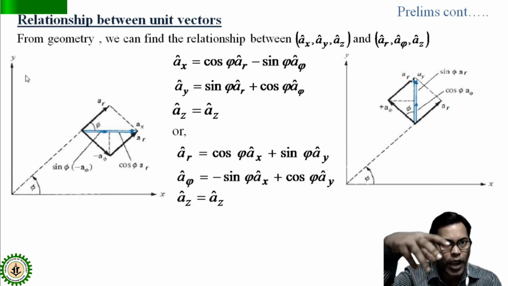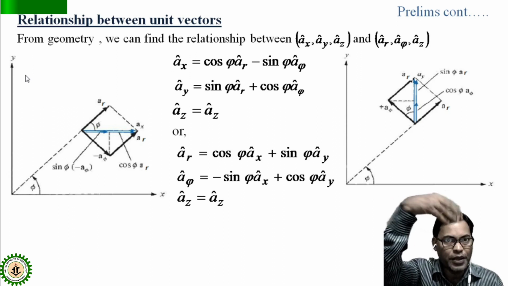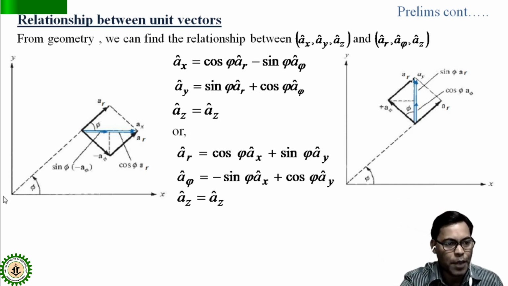If you look from the top of the previous diagram, then we will get this type of diagram. Here you see the x and this is y, and this dotted line is representing the r vector, and this point is representing the point P. Now, if this is the point P, then the unit vector will be along the r direction. So, this is the unit vector ar.